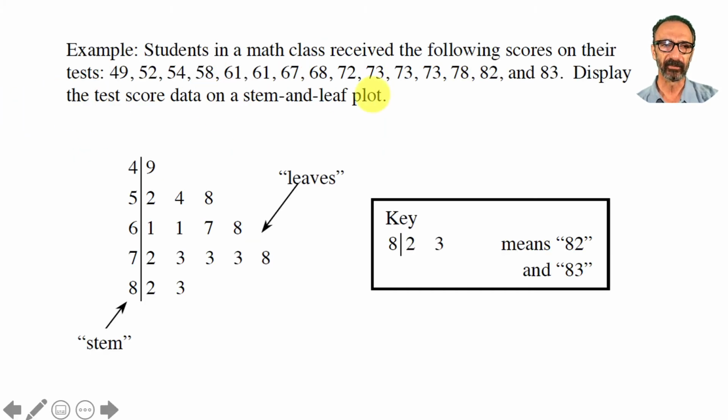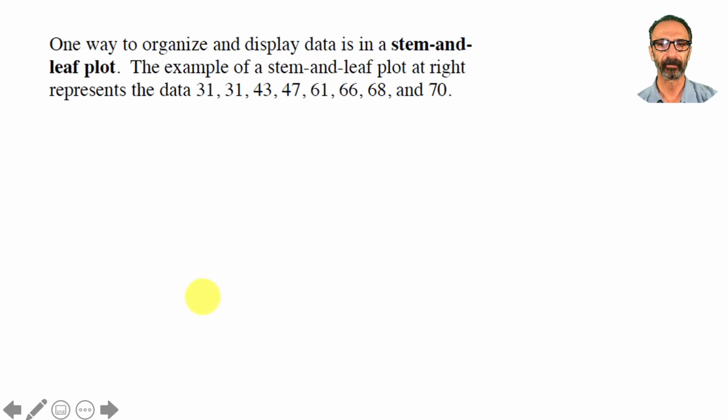Here's a stem and leaf. It's already done for us to save us some time. We make a vertical line, 4 to the left, 9 to the right. That's 4 and 9. To read this clearly, look at this right here. Those are called stems and those are called leaves. 8, 2, space, 3 reads as 82 and 83. All right, I think that's good enough for this.